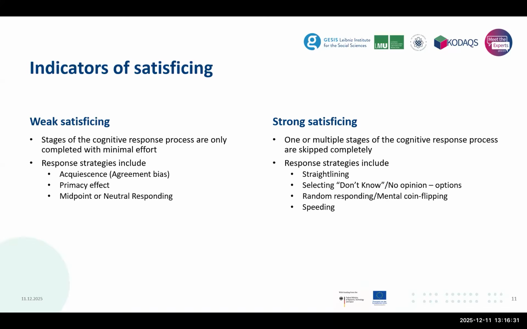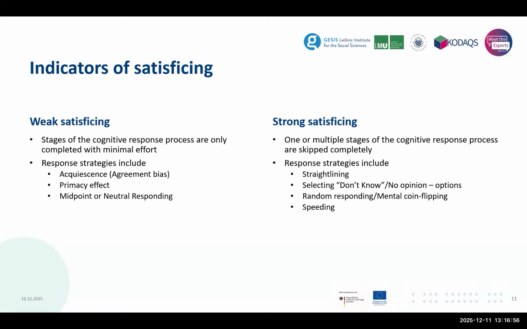Second, primacy effects, which means that they choose the first option in a vertical response scale, just because it's visually the first prominent option given. And third, for example, midpoint or neutral responding. So if you think of a scale from totally disagree to totally agree and there's a midpoint, then respondents just tend to give a very neutral response because they don't want to think about it in more depth.